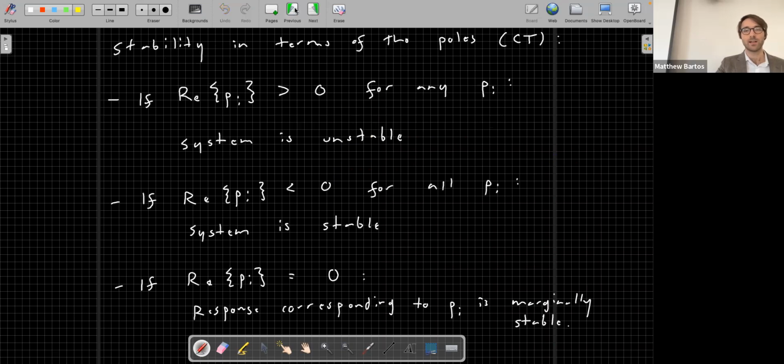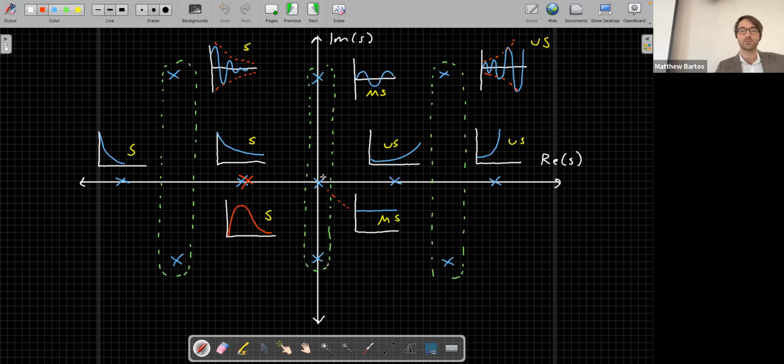All right. What if we have repeated roots at the origin? And let me erase this color here and write this in blue. What will the response look like if we have repeated roots at the origin? Yeah, so it'll be equal to t, right? So the response corresponding to that pole will be linear and increasing. Okay, and we know that this has to be unstable.